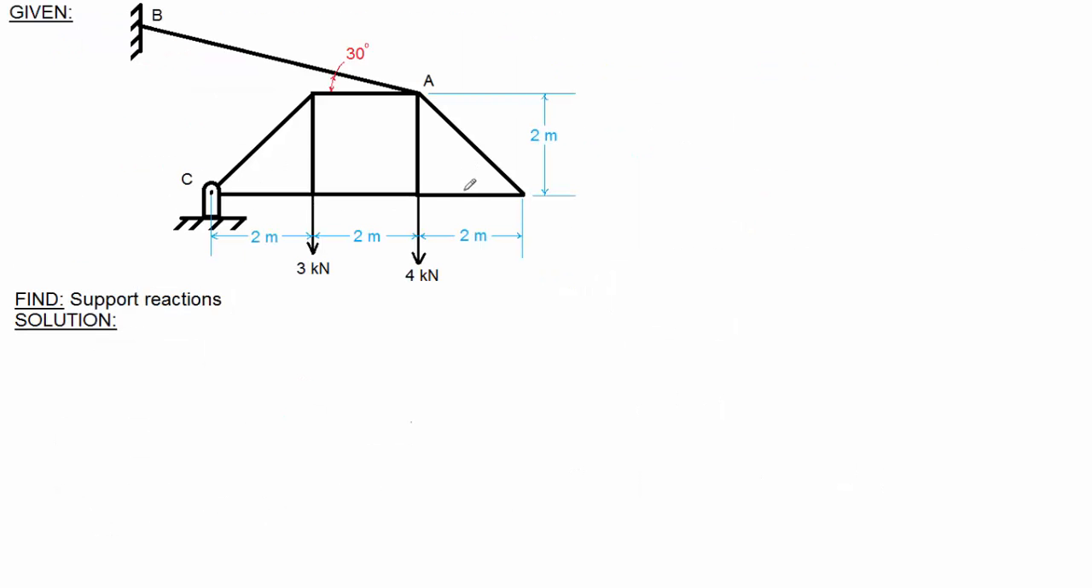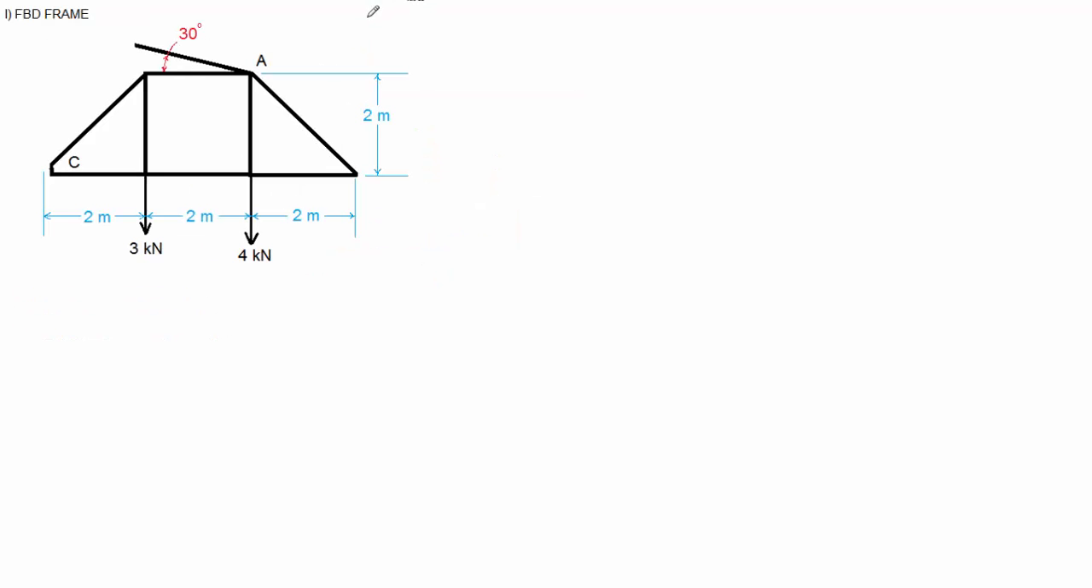Here we have an object supported, and we're asked to find the support reactions. The first step of this problem is to draw a free body diagram, but before you draw that free body diagram, I would encourage you to look at the object and try to determine what the support reactions are acting on this object. So here's our free body diagram. You need a sign convention. You also need to label all forces, angles, and distances.